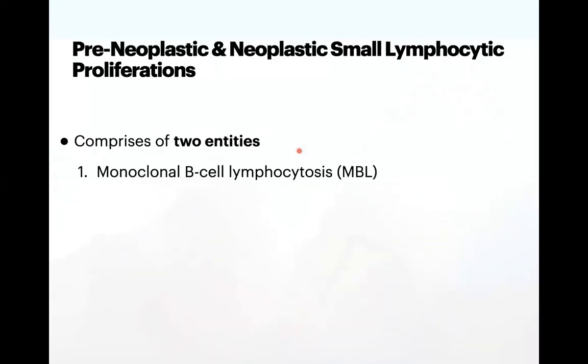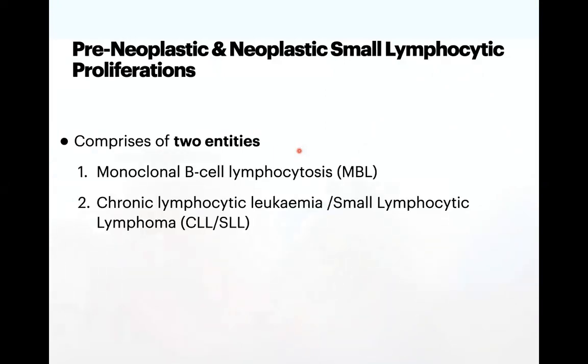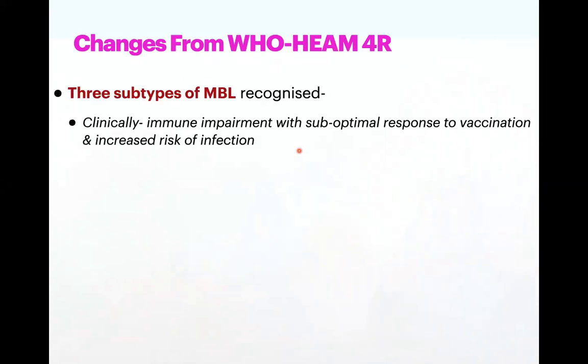Now it has only two entities, that is MBL, monoclonal B-cell lymphocytosis, and the second is chronic lymphocytic leukemia or small lymphocytic lymphoma. Okay. So what are the changes that have been done from the 4th revised edition in the 5th edition? There have been 3 subtypes of MBL recognized. Previously also there were 3 subtypes of this MBL, but now I'll just come to the change. But the third entity is a little bit changed.